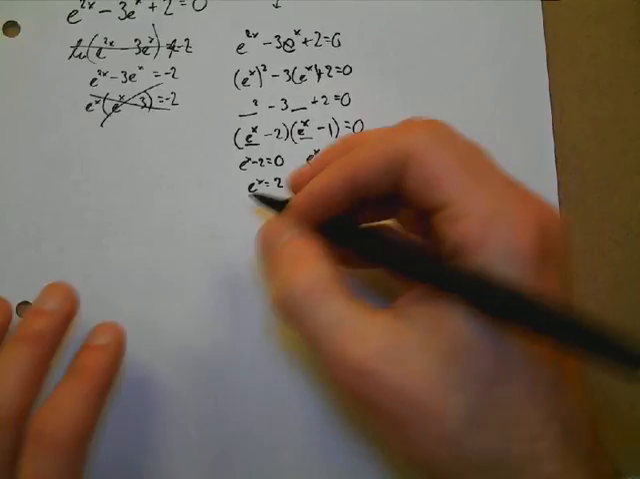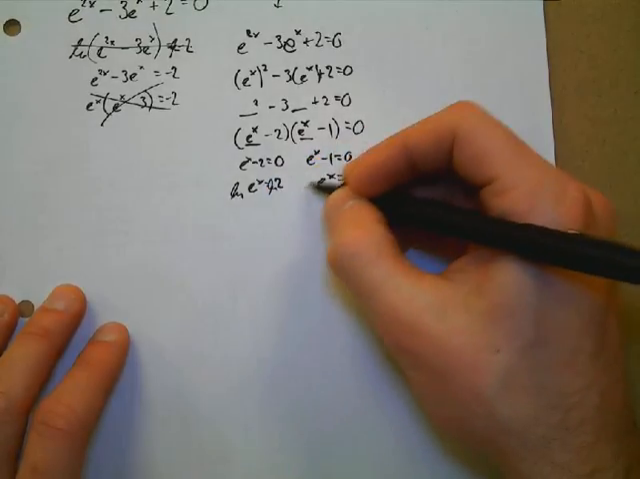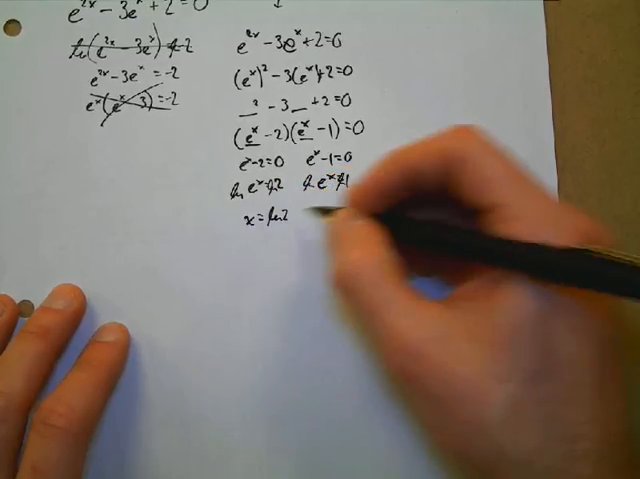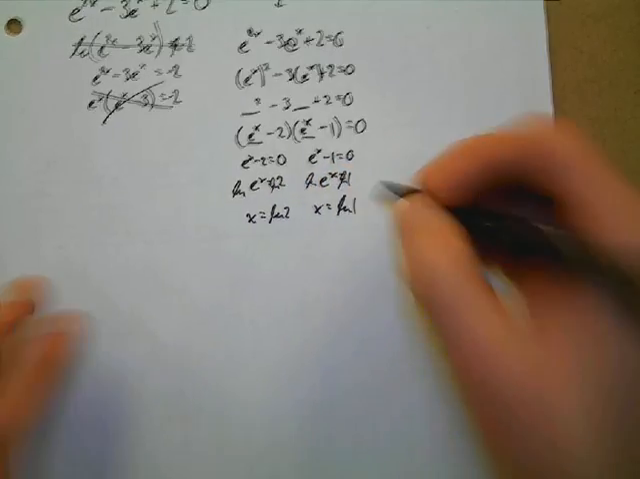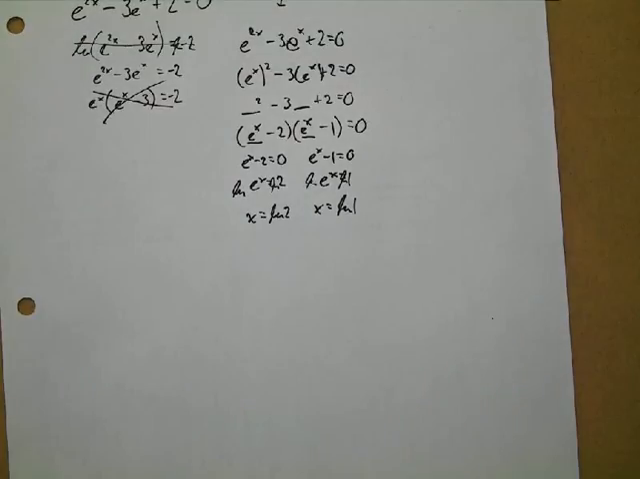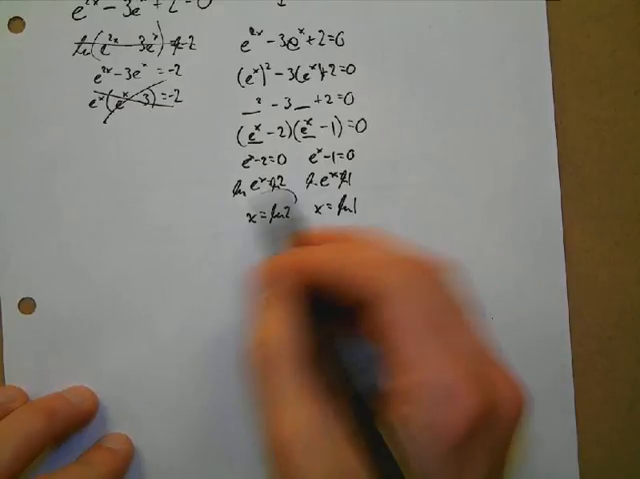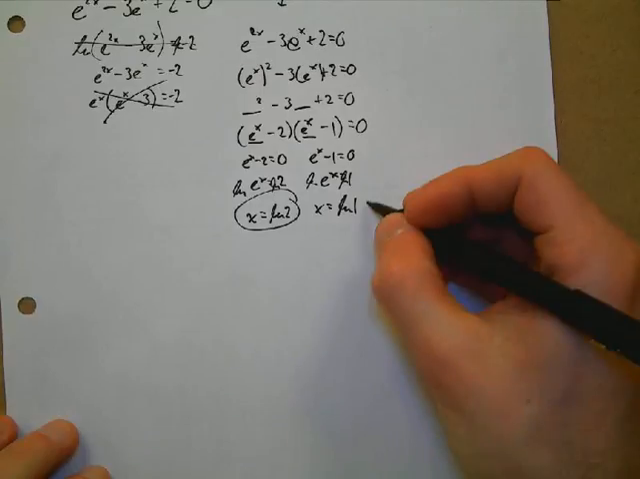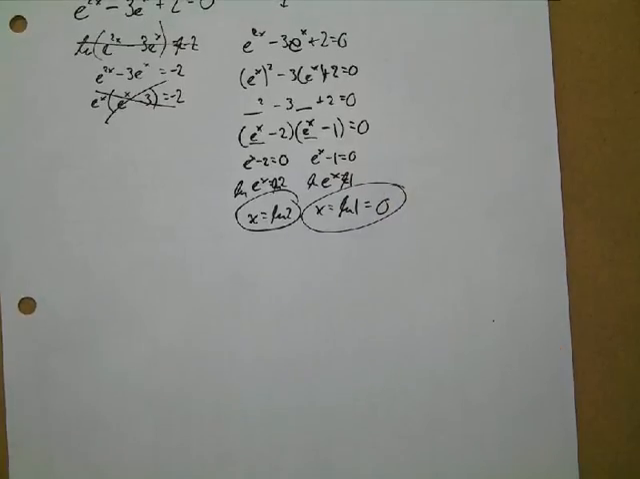Okay. So we have x equals natural log of 2, and natural log of 1 is what? 0. So x is equal to 0 is another one. Okay? So there are your two solutions. Natural log of 2 and natural log of 1, or 0. Okay? Question on any of that? Okay. So there's another one of those, a sneaky quadratic that shows up unexpectedly.